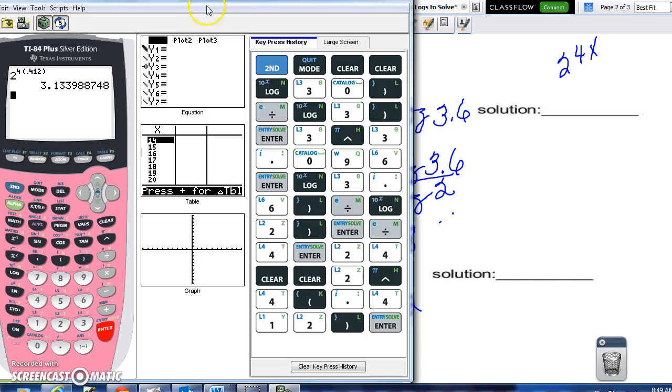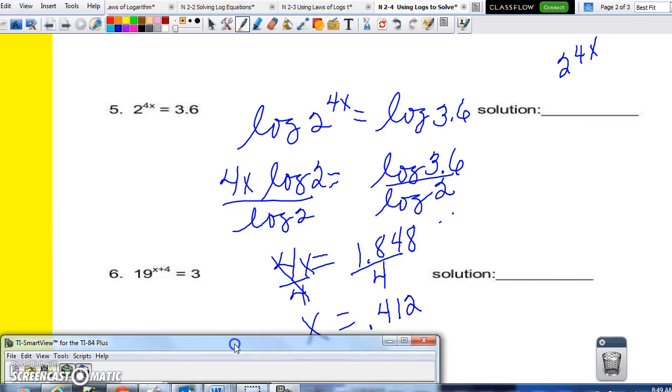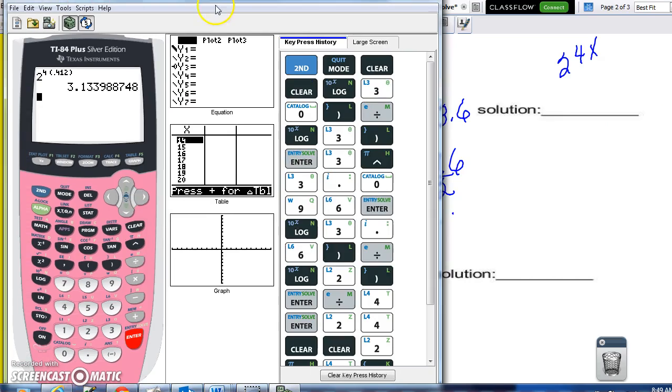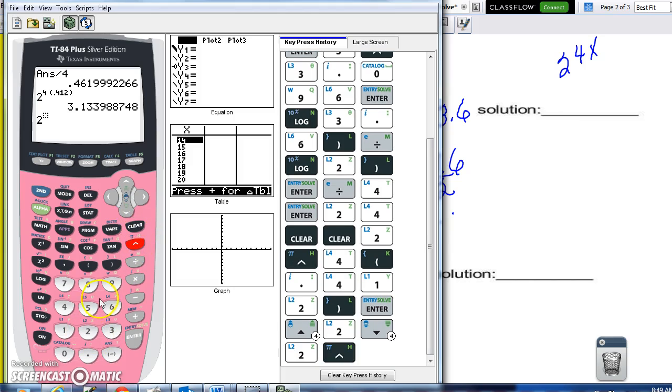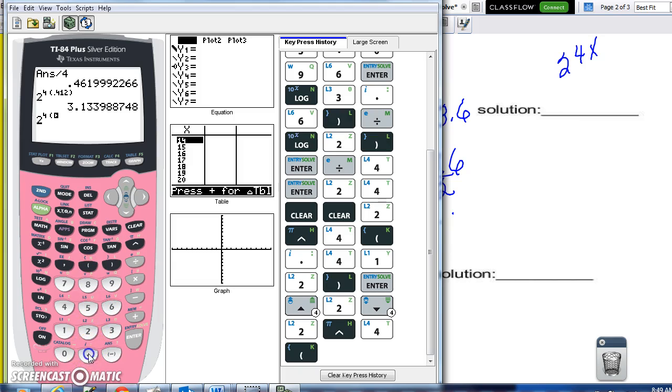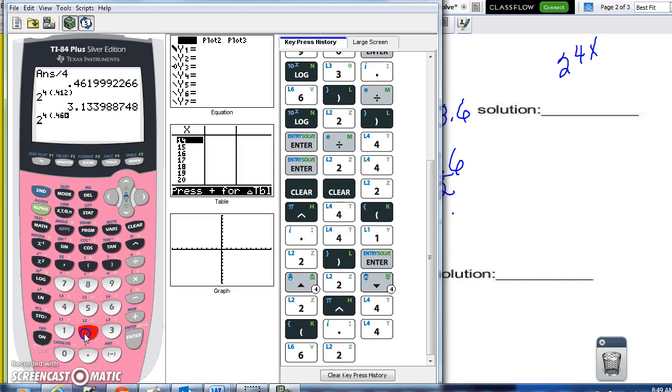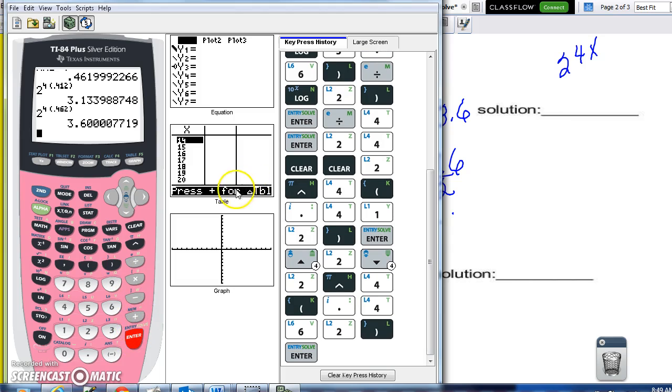Okay, I think I rounded that wrong. Let's go back and look up on my calculator. It was 0.462. So it should be 2 to the power of 4 times 0.462. And there's my 3.6.